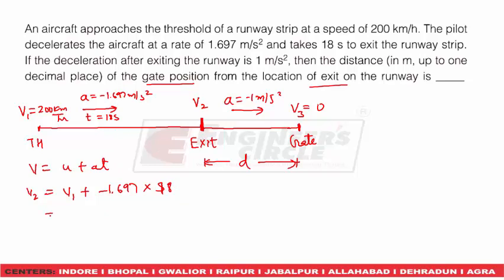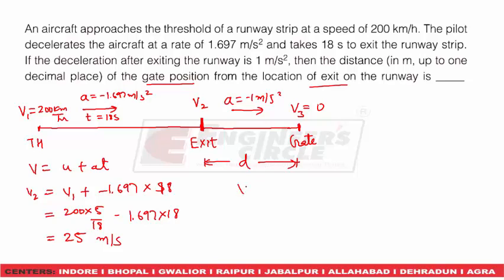So v1 is 200 km per hour. So 200 km per hour, this is equal to 200 into 5 by 18 meter per second. So v2 comes out to be 200 into 5 by 18 minus 1.697 into 18. So this is equal to 25 meter per second. Now for this case we will determine the distance.